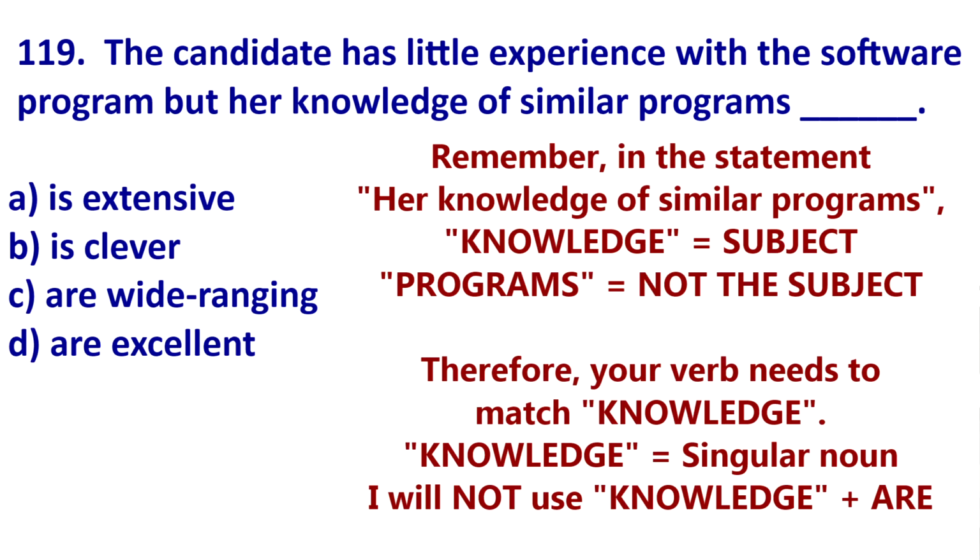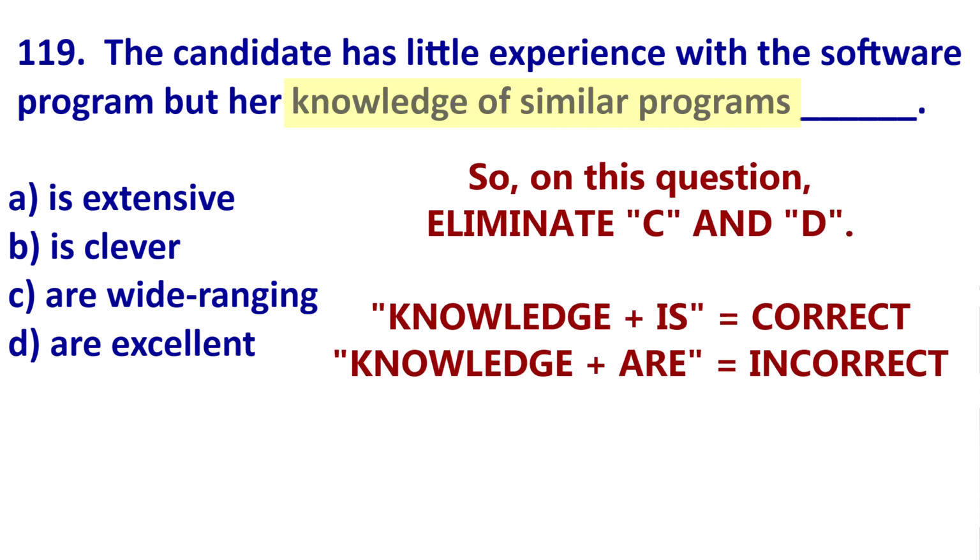First, realize that the subject before the verb is actually knowledge, not programs. For example, if I say the bowl of strawberries plus verb, the verb describes the bowl. This is a singular noun, so I will not use are, were, have, verb plus s. So we look here and we know that the subject here is knowledge, not programs. So immediately eliminate C and D.